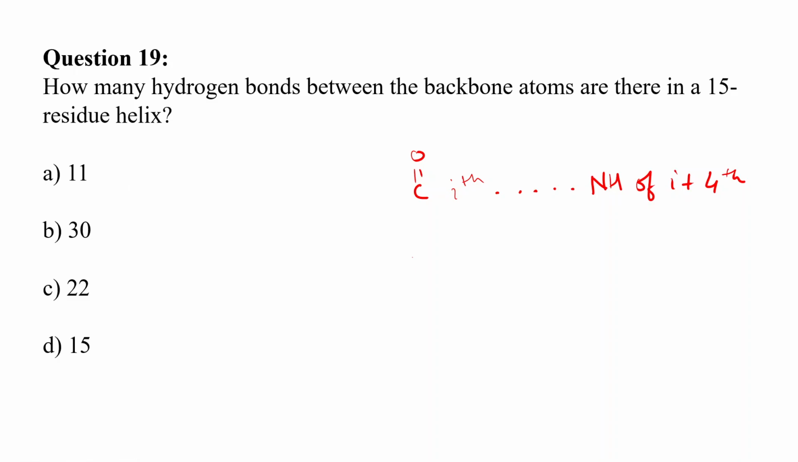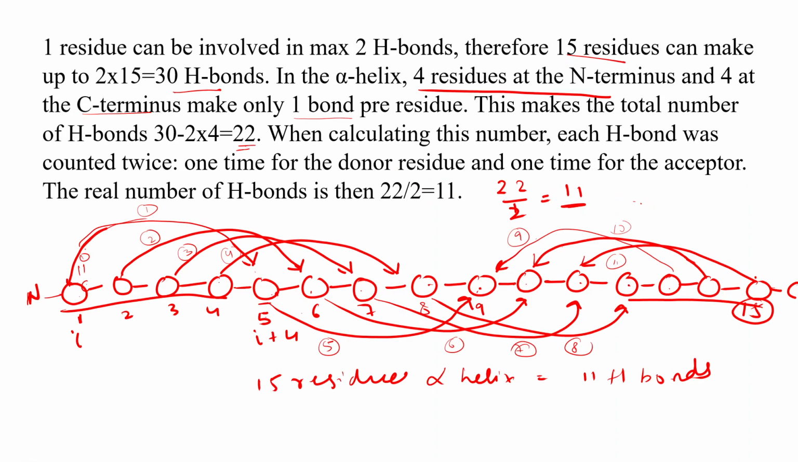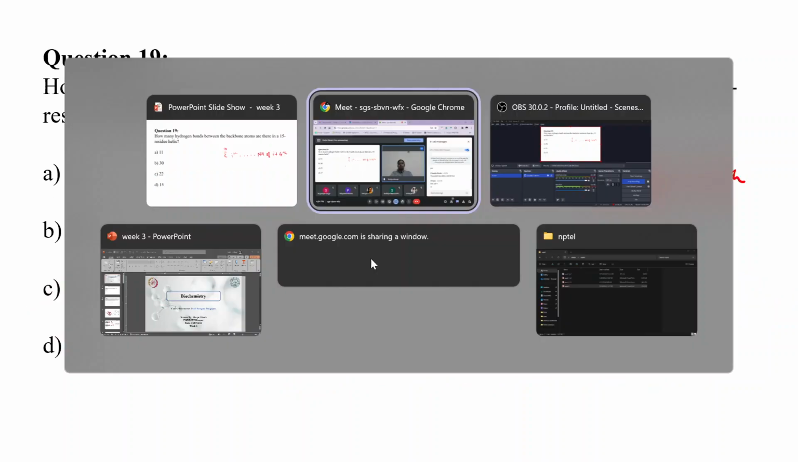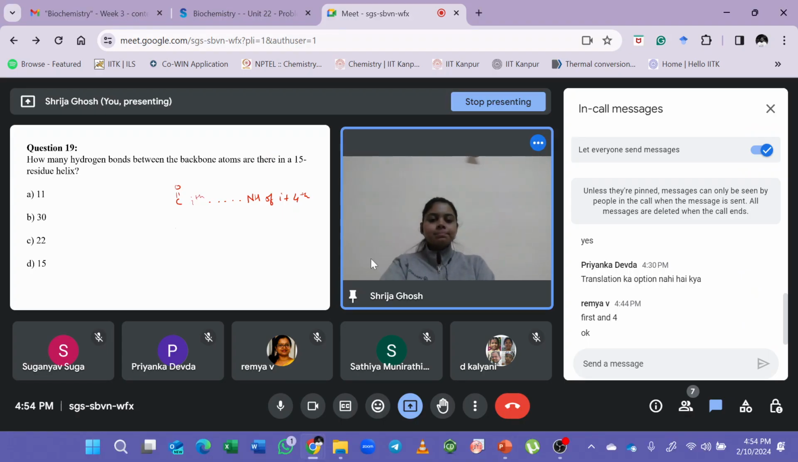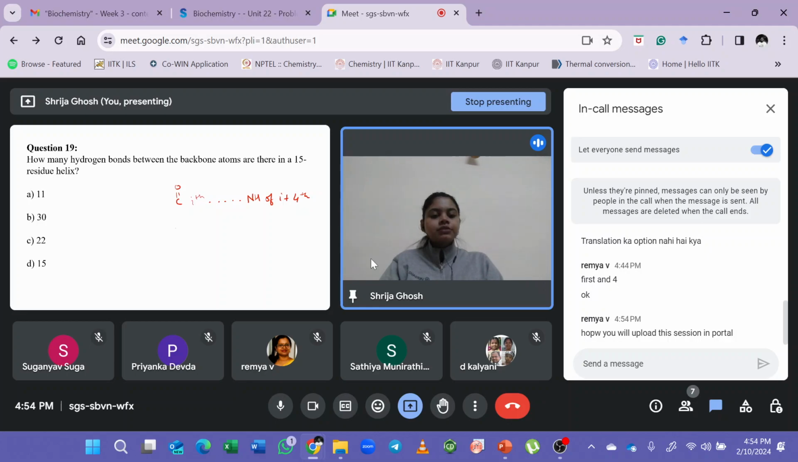Okay. So this was the last question. Any doubt in any of the questions discussed today? So the concept of alpha helix, how the hydrogen bond is forming, and how to calculate pi, then how to make a helical wheel, that I have discussed in the previous session. Those things are very important.